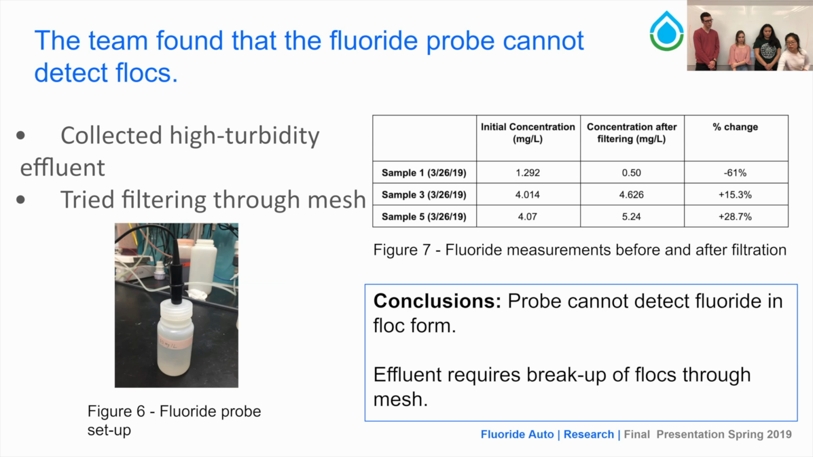And so from this test, we concluded that the probe cannot detect fluoride in the form of flocks, and thus the effluent requires the breakup of flocks through mesh. And so we added a mesh filter into our system in order to measure a more accurate reading of fluoride.